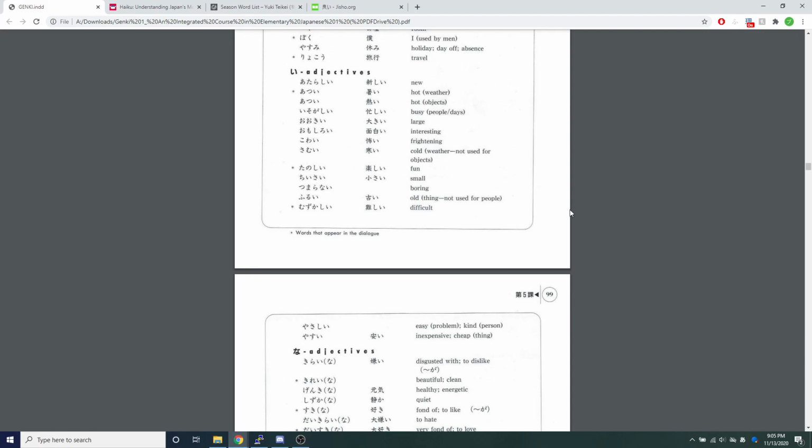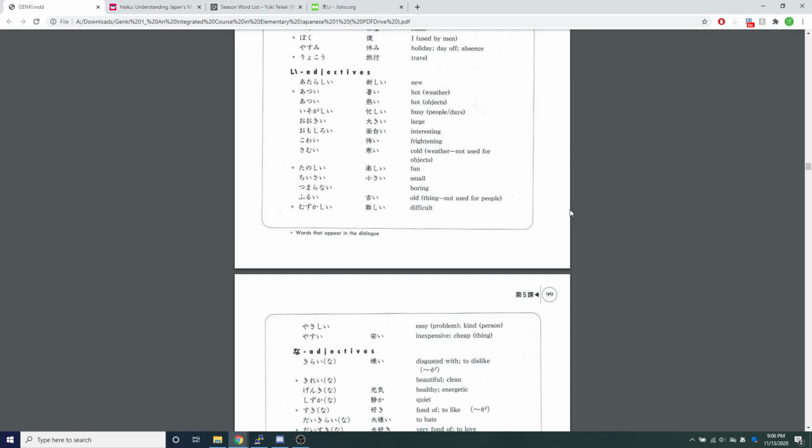So tenki is the word for weather. We learned that just a minute ago. So 今日は暑いです or 今日の天気は暑いです or 天気が暑いです, right? You can say the tea is hot. So お茶が暑いです or お茶は暑いです.